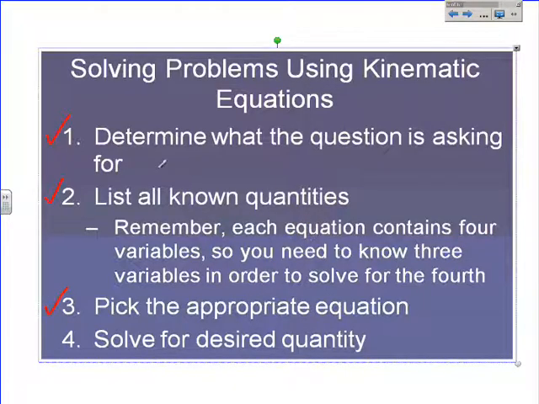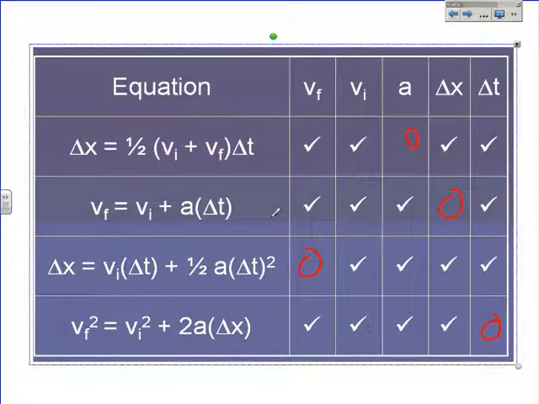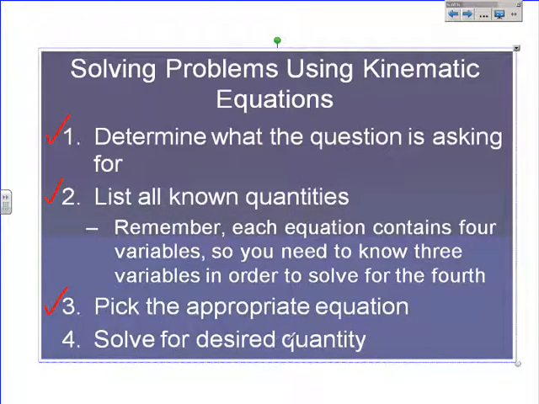Once you know what you're looking for and know what you have to work with, now go to this list and find out which equation has the 3 terms that I know and the 1 term that I don't know, so I can solve for that. And the last thing you do is solve for the desired quantity. That's the plug and chug part, and make sure we're keeping track of sig digs and all those good things.